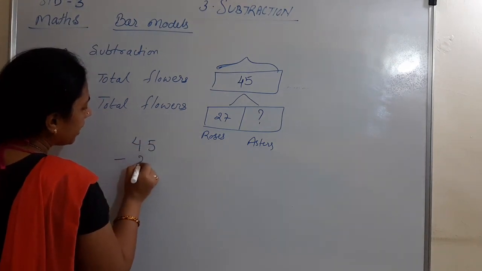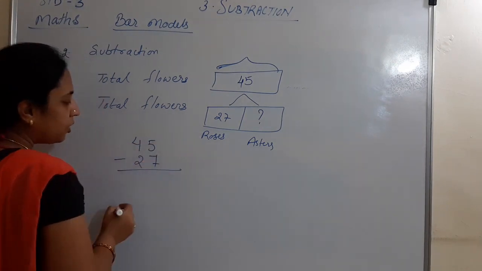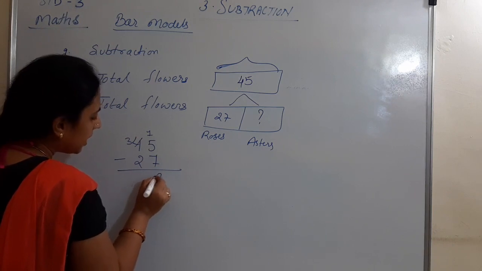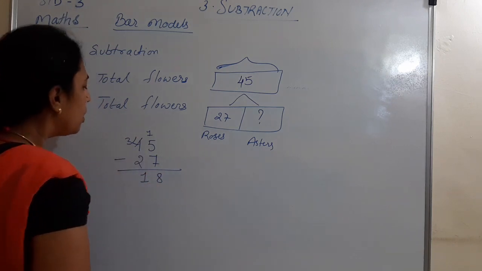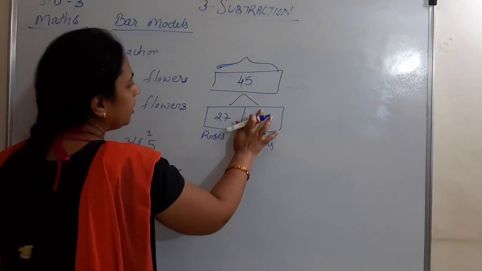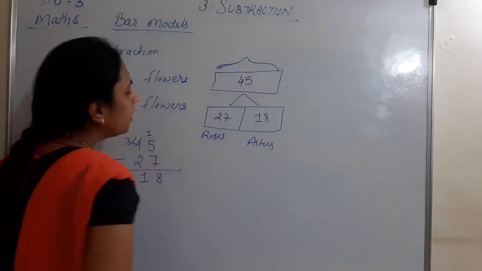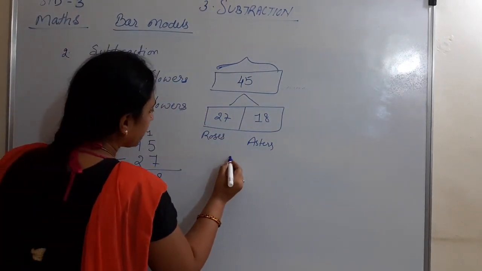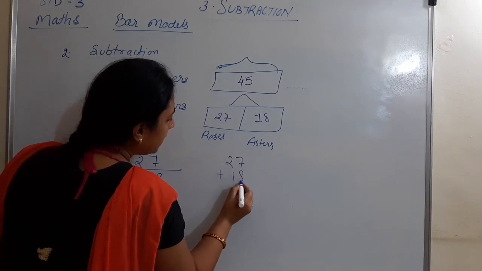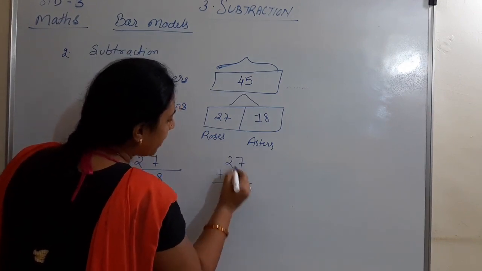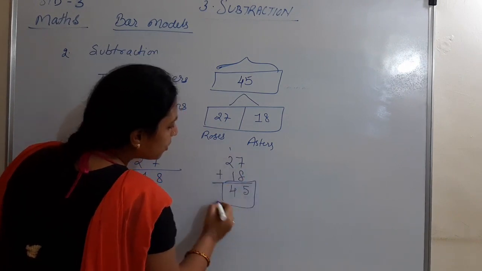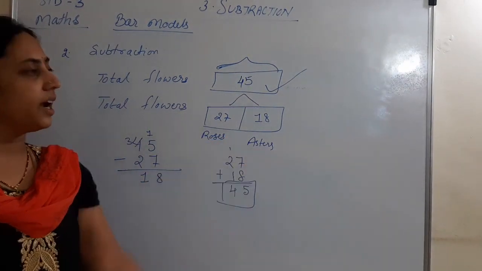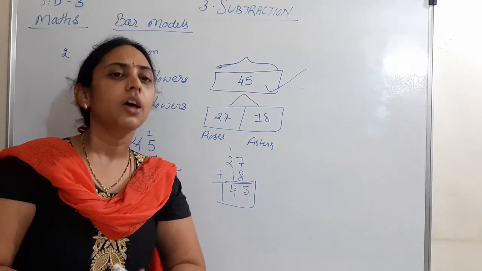Now 45 minus 27. Regrouping, this will be 3, this will be 1, so 15. 15 minus 7 is 8. 3 minus 2 is 1. So here we can write 18 asters were there. We can check also; I told you how to check. We will check 27 plus 18. 7 plus 8 is 15, 5 carry 1. So 45. This is the total number of flowers that were in the bouquet. So there were 27 roses and 18 asters. This is how we will do the subtraction.